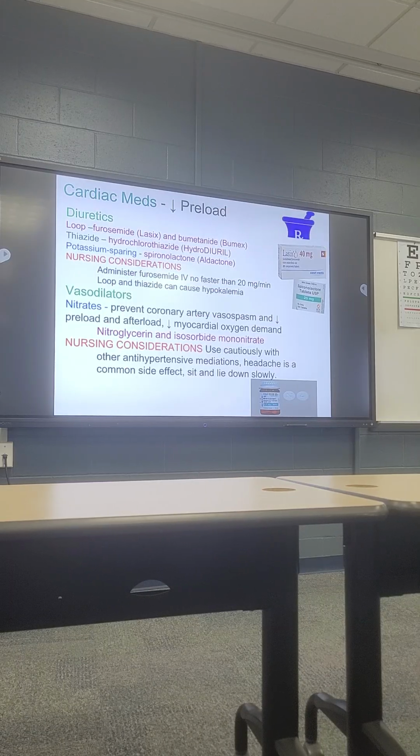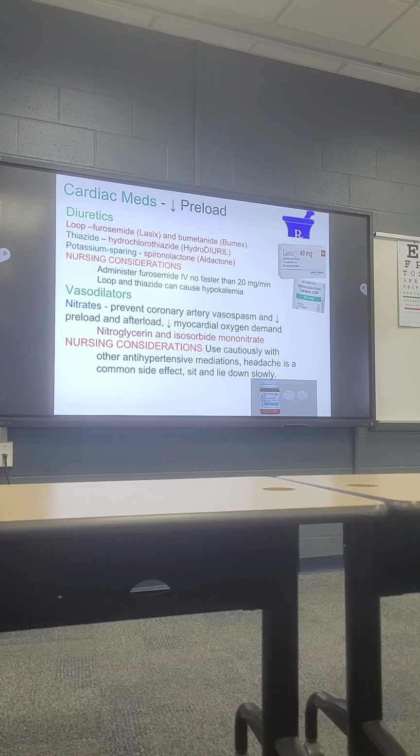Diuretics decrease your preload, so we're decreasing that fluid going into the right atrium. So your loop, thiazides, and potassium sparing. That's why we look at our potassium levels with Lasix, Bumex, Diamox. All of those have an X at the end, so they X out your potassium. That's how I remember it. Thiazide is also potassium wasting. Potassium sparing is your aldosterone antagonists, spironolactone.